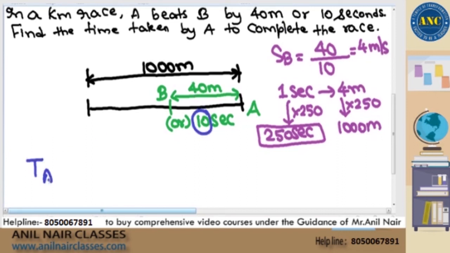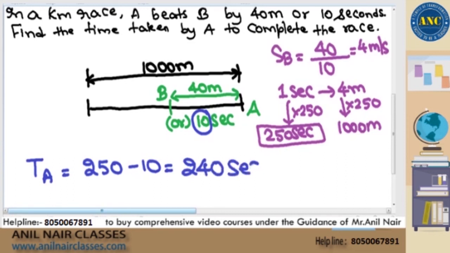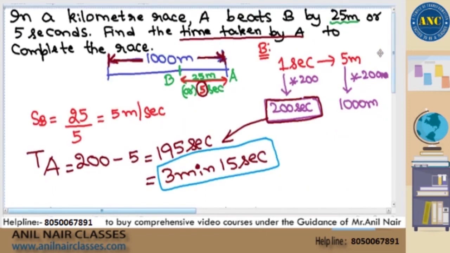That means the time taken by A is 250 seconds minus 10 seconds. It is 240 seconds. 240 seconds is nothing but 4 minutes. Answer for this question is 4 minutes. Very, very logical way of solving. If the answer options are given in minutes, mark it in minutes. If it is in seconds, mark it in seconds. Simple. Next question.